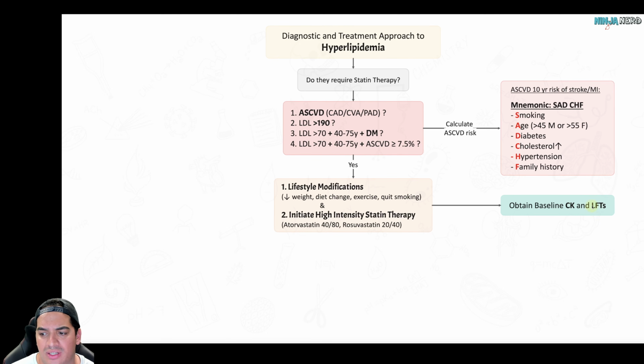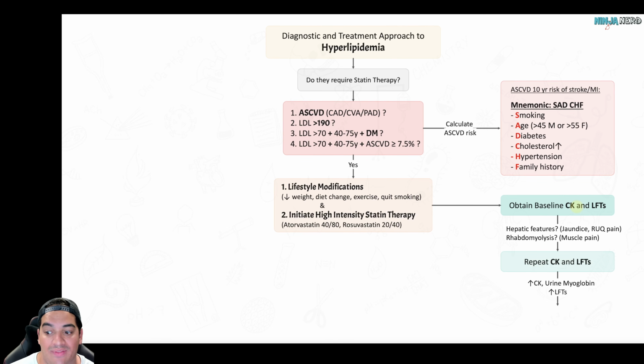And so you should actually obtain a baseline, see where they're at before you start their statin therapy. And then if they become symptomatic, and only then, if they show features of jaundice or right upper quadrant pain suggesting hepatitis, or muscle pain and maybe some dark urine suggesting rhabdomyolysis, then you will recheck them and see if they're elevated. If they are, okay, I should probably discontinue the statin for a little bit. And then when I restart them, start them on a lower dose.